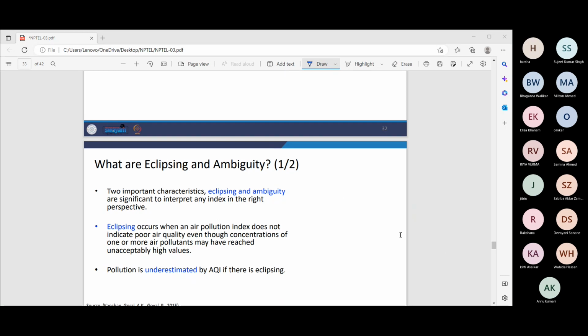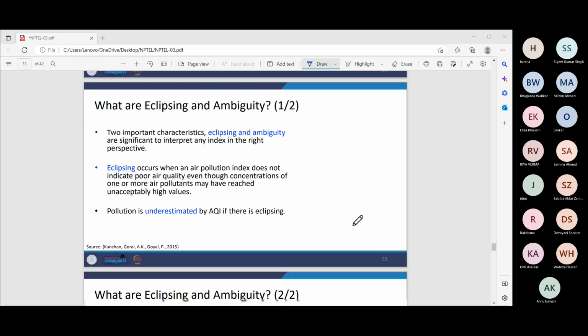So basically, in this condition, what happens is, there's a certain formula to calculate the air pollution index. While calculating the index, there might be some conditions where the values of the individual pollutants are exceeding their permissible limits, but when we calculate the index, it is within the permissible limit. So the AQI is not indicating poor air quality, but there are certain pollutants which are exceeding their permissible limits, or they are at unacceptably high values. In this condition, the pollution is underestimated because the pollution is there, but since we are measuring only the AQI, we are not realizing the correct level of pollution. So this term is known as eclipsing.